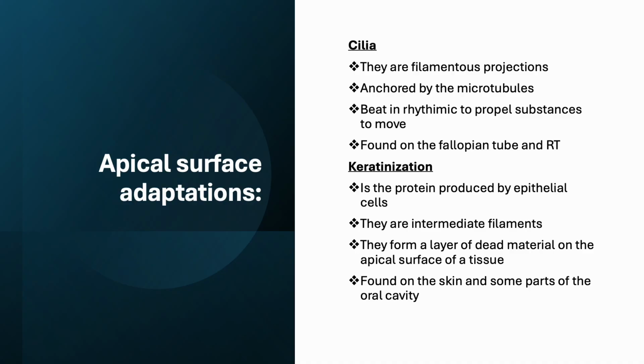Keratinization is also an adaptation, with protein produced by epithelial cells. They are mostly intermediate filaments. They form a layer of dead material on the apical surface of the tissue, mostly found in the skin surfaces and some of the parts of the oral cavity that come in contact with food.